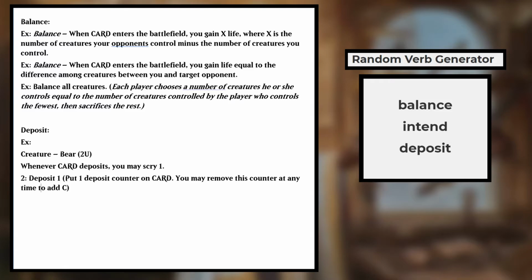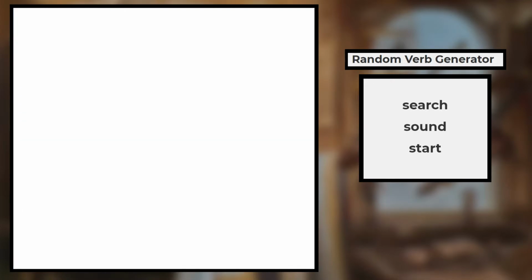But then also whenever you deposit something, you get to scry 1. So it's just a little bonus added on top. So I think that's what deposit would be. Okay, so we're going to do one more set of verbs. We have search, sound, and start.